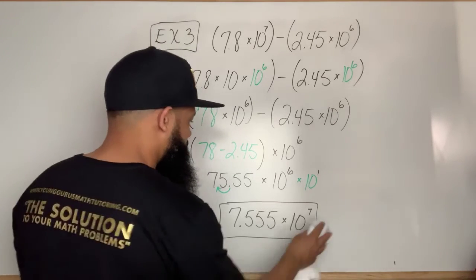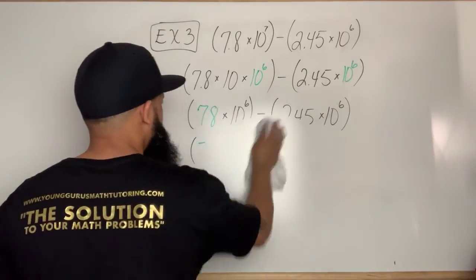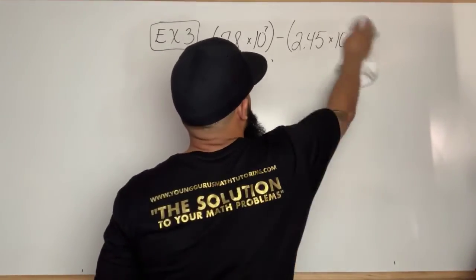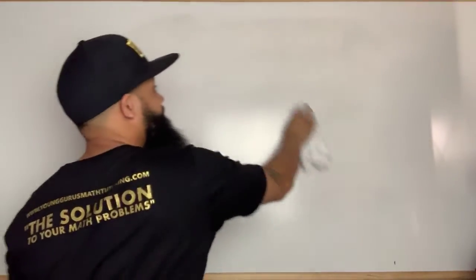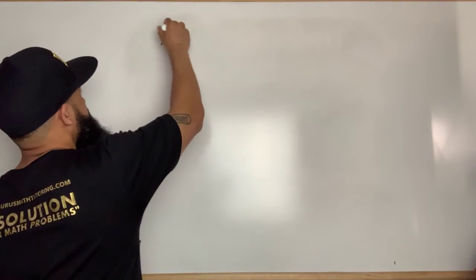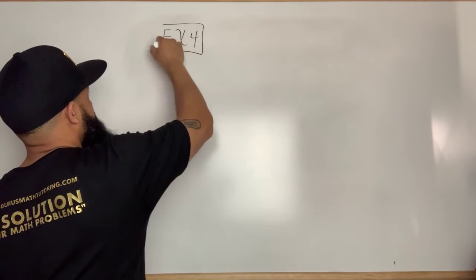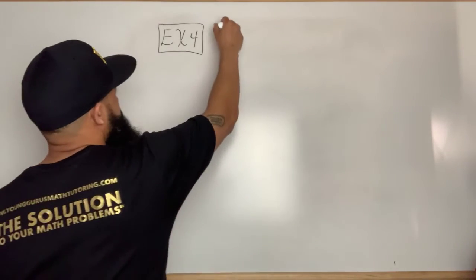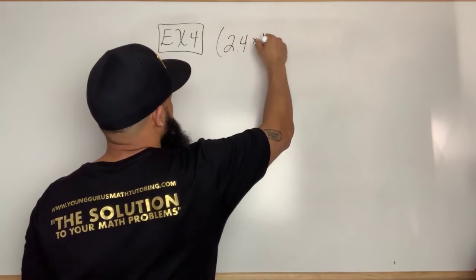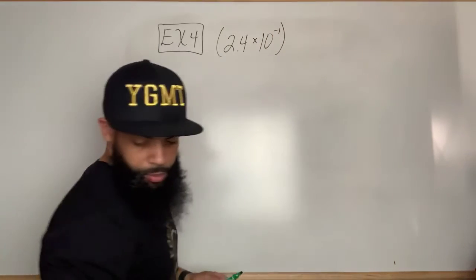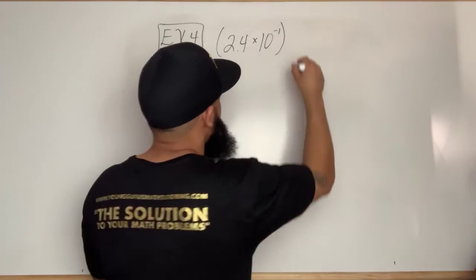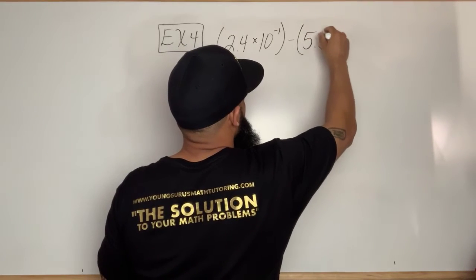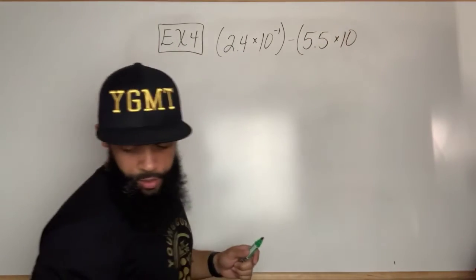All right, let's do one more example because these problems, and if you need to pause and rewind that, definitely take a minute, stop there, run that back, see what's going on to change those exponents. All right, example 4. I have 2.4 times 10 to the negative 1 power. And I'm going to subtract 5.5 times 10 to the negative 2 power.